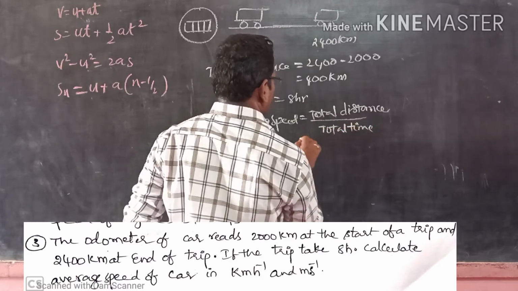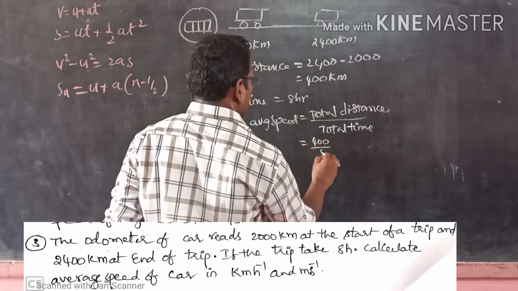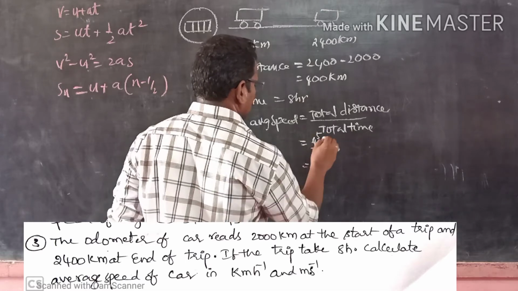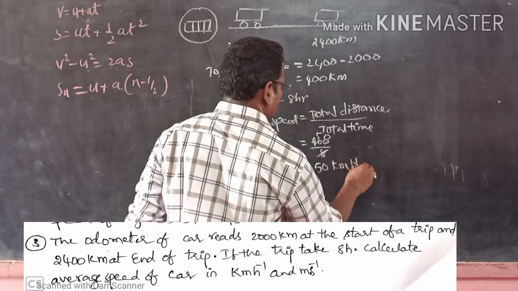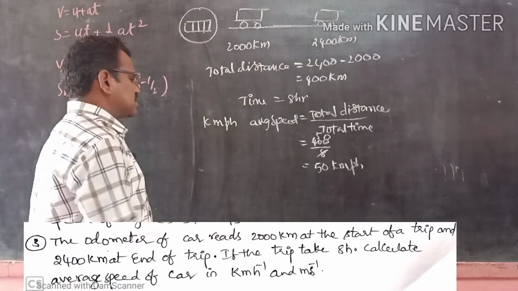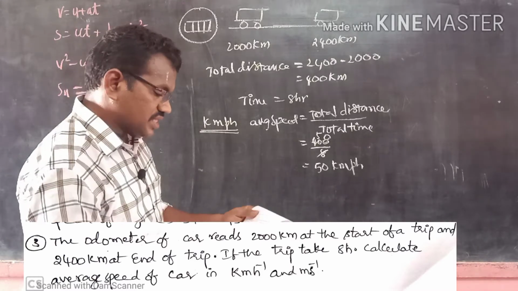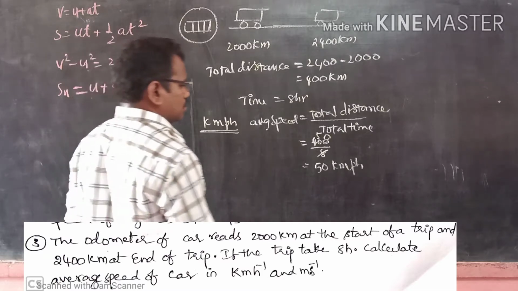Total distance by total time. What is the total distance? 400. Total time is 8. 8 ones are 8, 8 fives are 40. So that is 50 kilometer per hour. They asked the answer in kilometer per hour, and at the same time, they also asked the answer in meter per second.